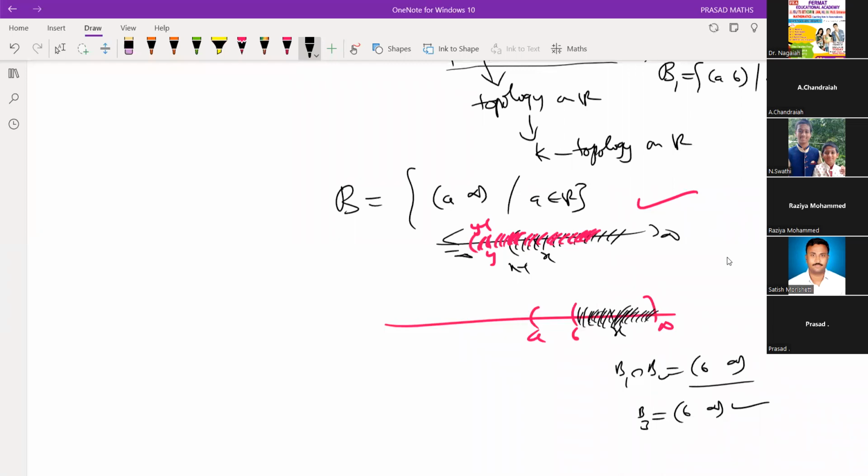In this case, this is my intersection. You take any point in the intersection, what is my B3? My B3 is B comma infinity, which is contained in B1 intersection B2. Why? B1 intersection B2 is nothing but B comma infinity only, right?